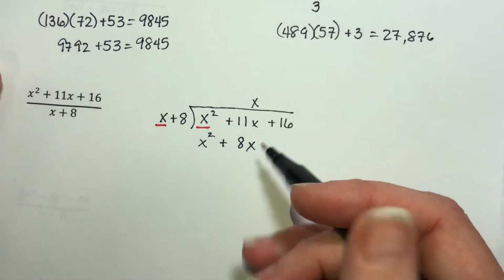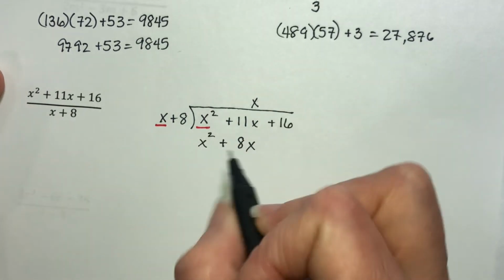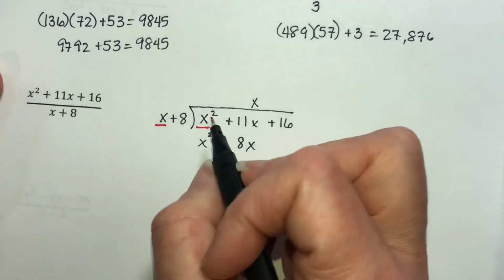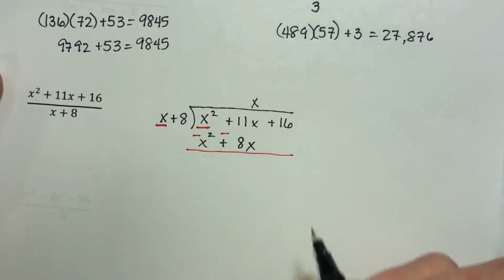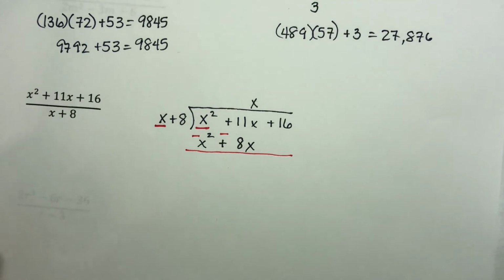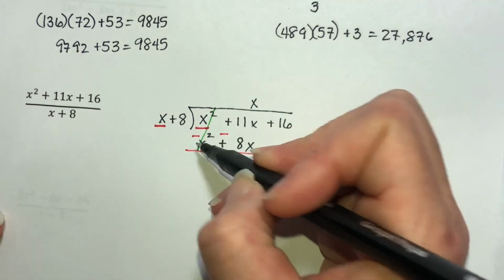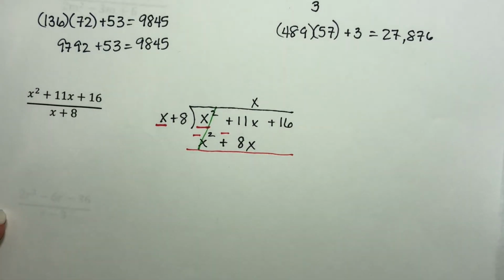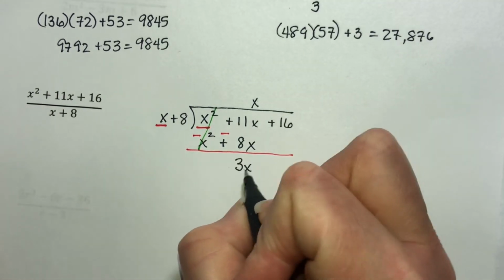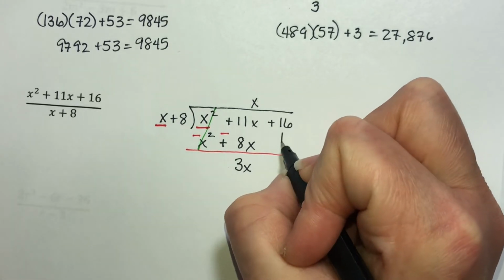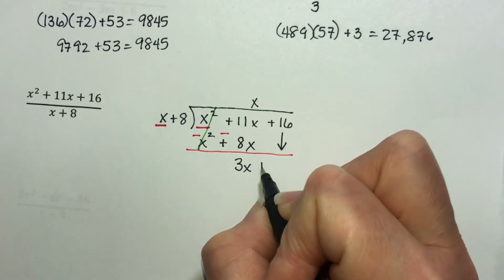And when we subtract a polynomial, we did vertical versions of this in a previous section. You change every sign in it and then you add. Now what should happen every time is these variables should cancel out. Every time. What we have here is 3x. And then just like we did above, we're going to bring down the next part.